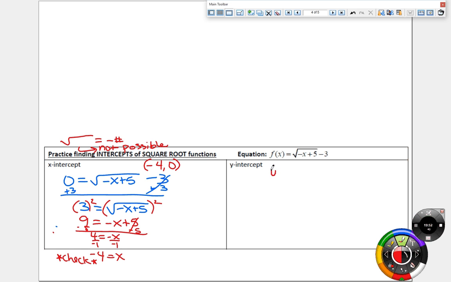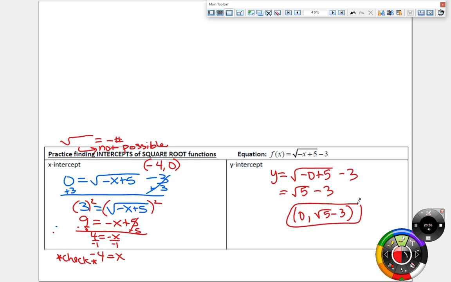You just plug in 0 for x. And here we would have rad 5 minus 3, and that would be the best we could do, because we're not putting it into a calculator. When would you get that this had no y-intercept? Because we said this could have no y-intercept. When would you plug in 0 for x and you wouldn't be able to calculate an answer? What would happen in a square root function that you wouldn't be able to calculate the answer? A negative under the square root, okay? And then it wouldn't work.